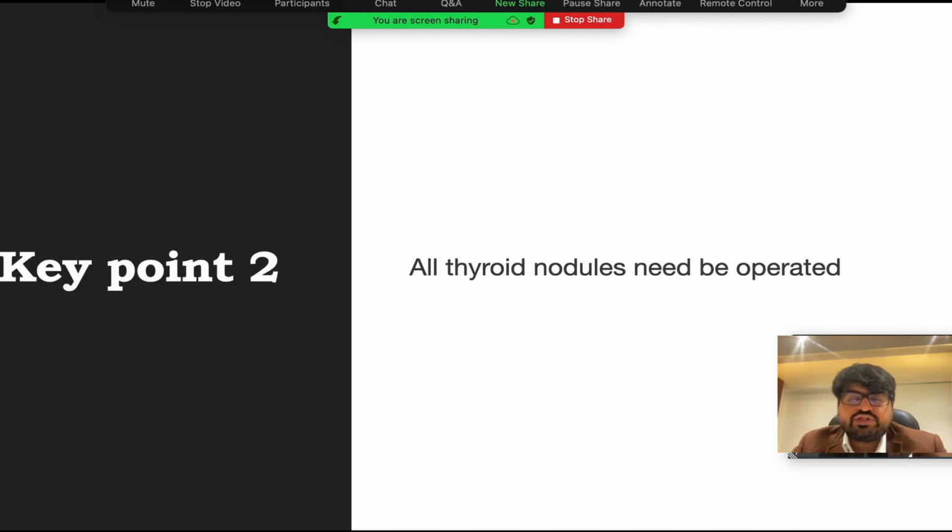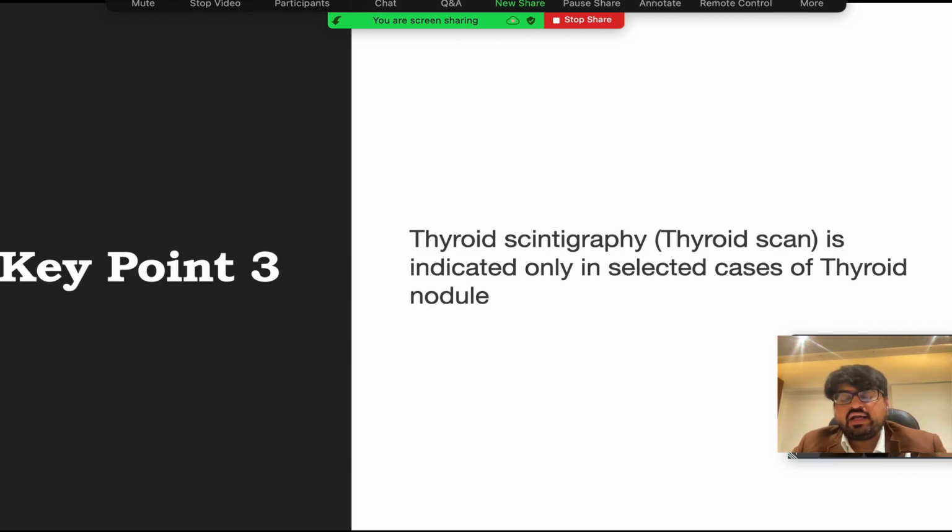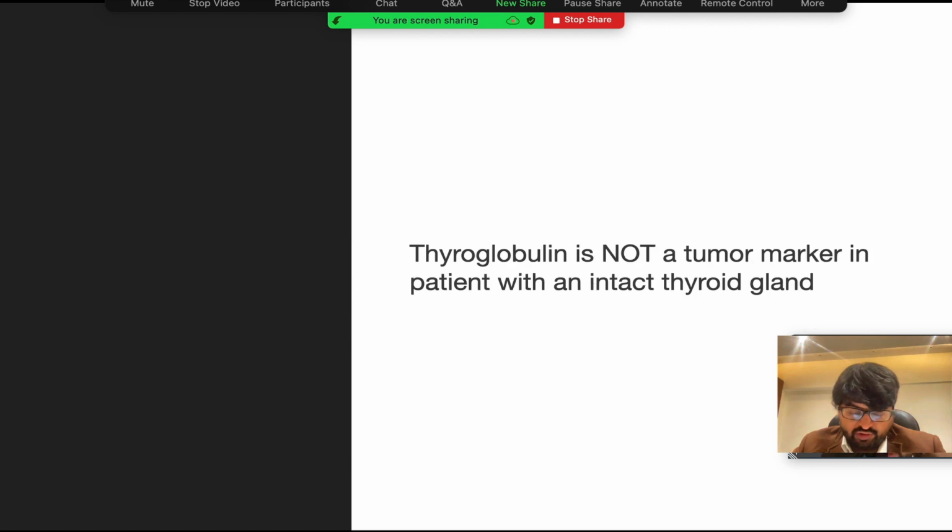Another important thing which we need to understand is that all thyroid nodules need not be operated. We have seen a lot of patients unnecessarily subjected to surgeries for thyroid nodules which should have just been left behind on their own. Another common thing I often observe is the use of thyroid scintigraphy, thyroid scan, commonly for any thyroid nodule. Now, thyroid scintigraphy is indicated only in selected cases of thyroid nodule. We'll see where they are indicated in due course of the presentation. So you don't need to order a thyroid scintigraphy or a technetium scan or radioiodine scan in all patients with thyroid nodule.